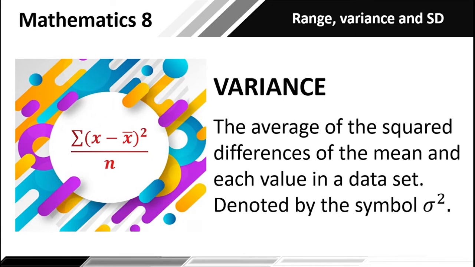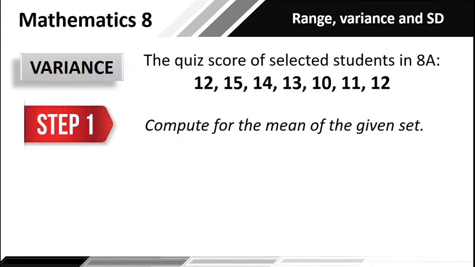Next is variance. Variance is the average of the squared differences between the mean and each value in a dataset. It is normally denoted by the symbol sigma squared. For variance, we have the formula on the left side of the screen, which is the summation of the squared differences between the mean and each value in a dataset, divided by the total number of data. To find the variance of a given set, we have three steps. The first step is to compute for the mean of the given set.